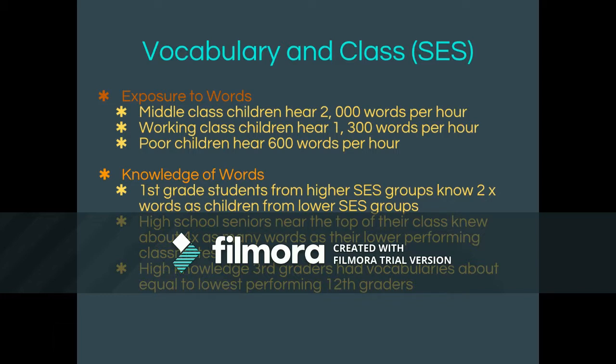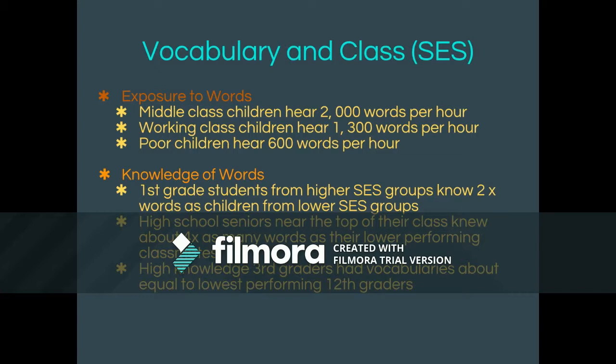But I say that some of the information that we know about vocabulary is extremely disheartening. But then what we do know is that they can make great gains if you engage them in meaningful vocabulary. And it's an easy thing to target. So what we do know is that middle class children hear 2,000 words per hour versus children living in poverty that might hear about 600 words per hour.